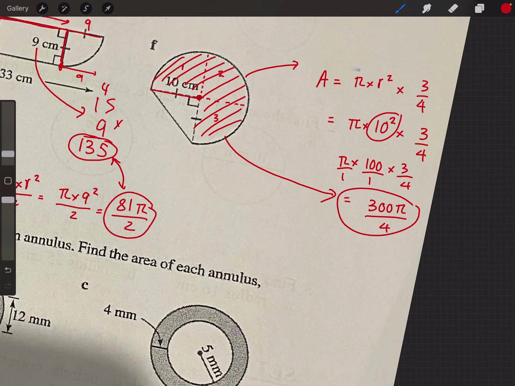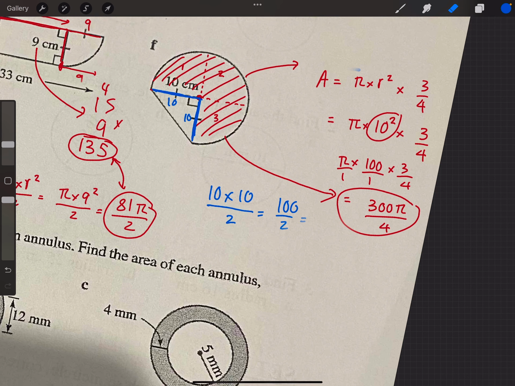Now the area of the triangle. You have to multiply the two lengths that are perpendicular to each other. So that's 10 and that's 10. So we do 10 times 10 divided by 2 because it's a triangle. You have to divide by 2. So that's equal to 100 divided by 2, which makes it 50.